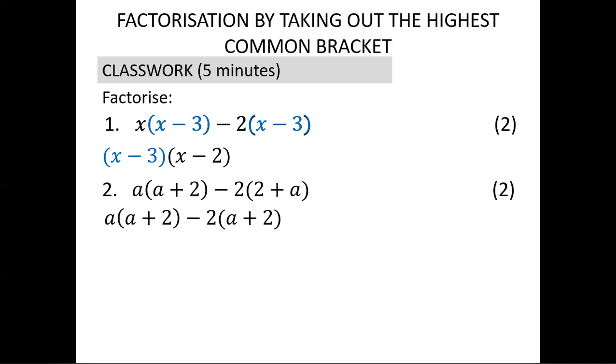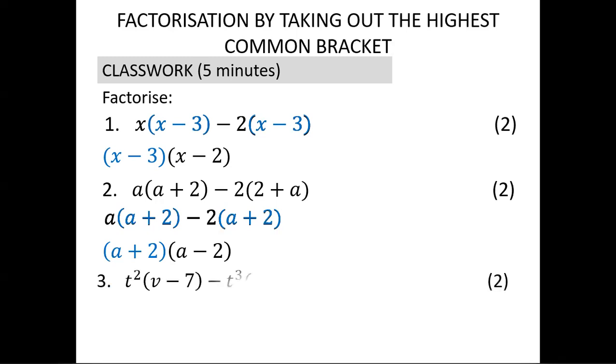Now I have exactly identical brackets, and I will simply identify them and take that common bracket out as a common factor. Inside the bracket, I'll be left with a minus 2, and that will be it. I'll factorize. Factorize simply says find two factors. The first factor here will be a plus 2. The second factor will be a minus 2.